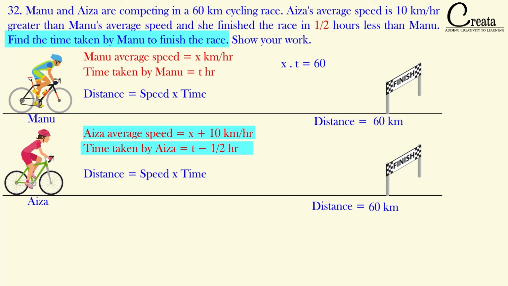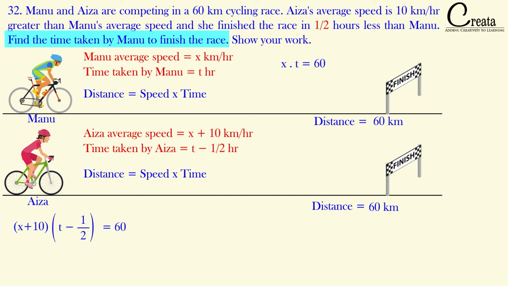So speed into time, it is distance. So let's put it (x + 10) × (t − 1/2) = 60. Got it? In this equation, we have to find the value of t. So let's eliminate the value of x so that we can only focus on the value of t. Here x into t is 60, that we have just calculated.